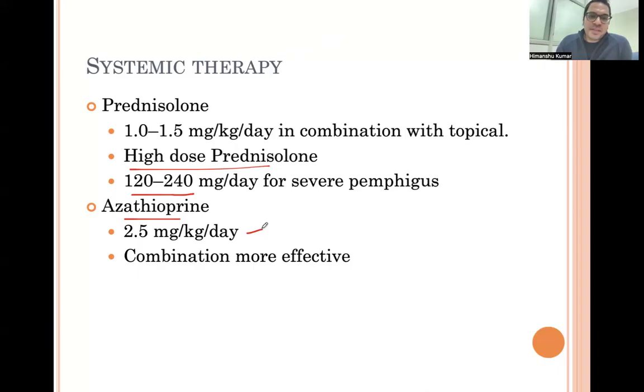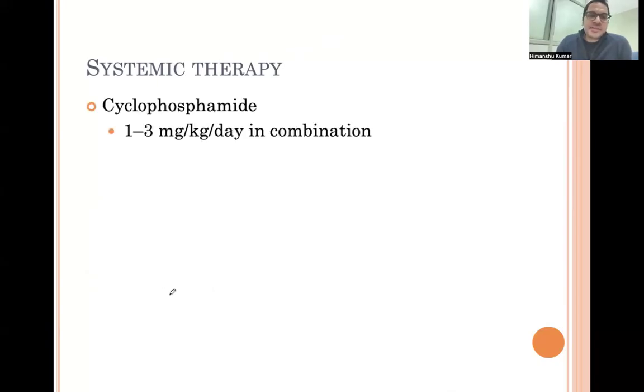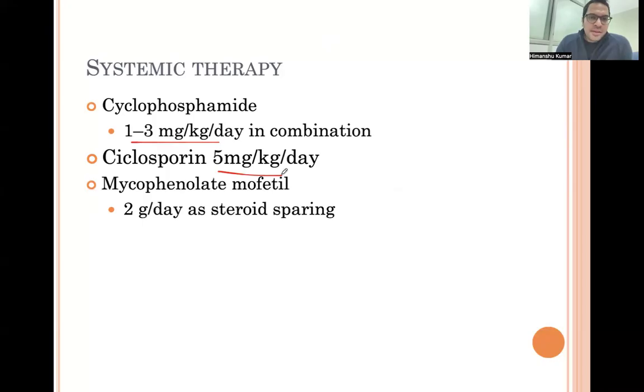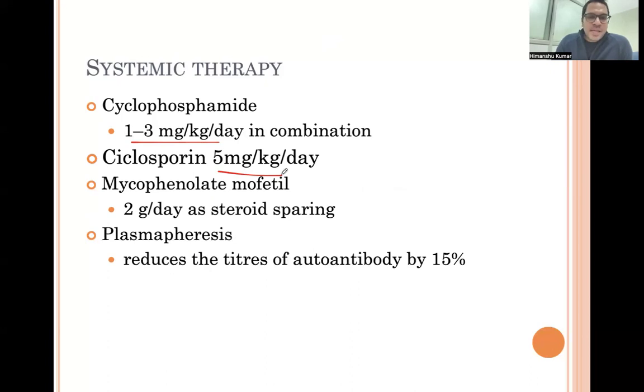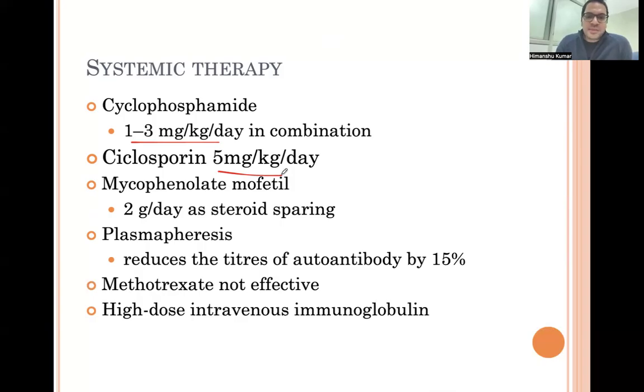Azathioprine, we give 2.5 mg per kg per day. Then we can also add tetracycline, so doxycycline. Dapsone can also be added. Other systemic agents that can be used are cyclophosphamide, cyclosporin, and these doses you can just take a picture: 1 to 3 mg, 5 mg per kg. Then MMF, mycophenolate mofetil. Plasmapheresis, we don't really use it as much. Just remember, this is also a treatment option. Methotrexate is not so effective. High dose intravenous immunoglobulin, IVIG, can also be used.